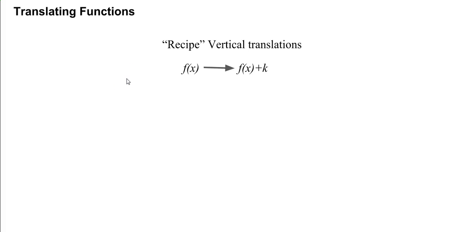Here is our recipe for vertical translations. F of x changes to f of x plus k. So on this one, it's a plus k on the outside. Now make sure that if it's vertical, you're doing it on the outside of the parentheses. If it's horizontal, you're going to do it on the inside of the parentheses.